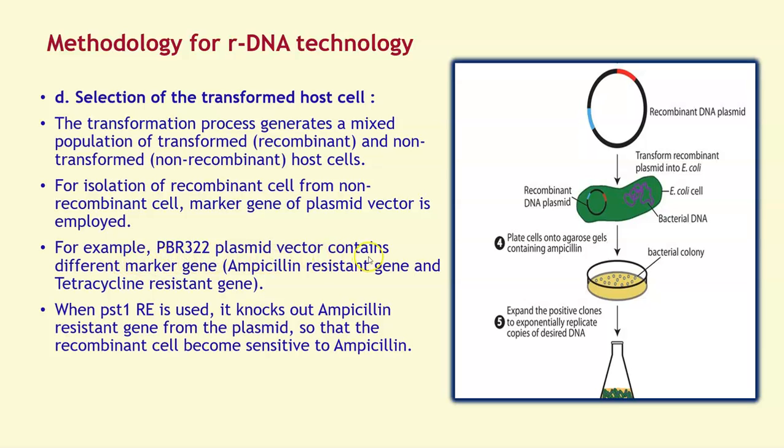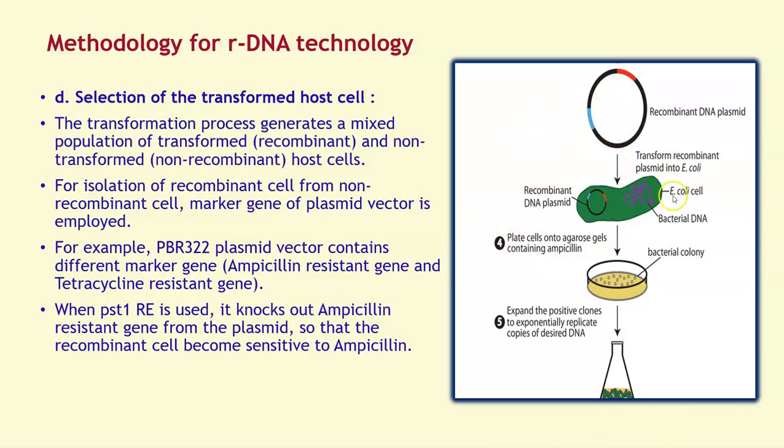For example, the pBR322 plasmid vector consists of different marker genes. Example, the ampicillin resistant gene and the tetracycline resistant gene. When PstI restriction endonuclease is used, it knocks out the ampicillin resistant gene from the plasmid so that the recombinant cell becomes sensitive to ampicillin.